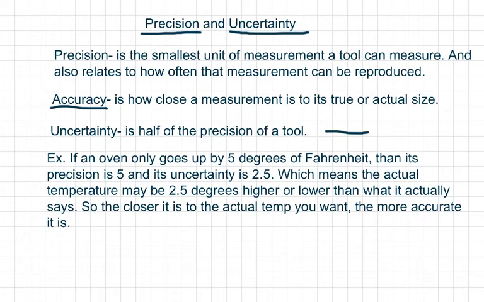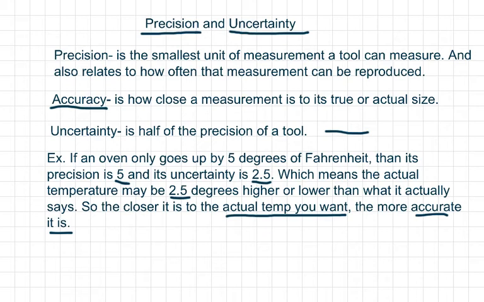Here's an example I've got here, an oven that only goes up by 5 degrees Fahrenheit. So you maybe want a 400 degree oven temperature, so you pump in 400, but you can't put in 399. It would go to 395, 400, 405, 410, and so on. So I hope that makes sense to you. So its precision is 5, and its uncertainty is 2.5. So what that actually means is the temperature may be 2.5 degrees higher or lower than what you actually think it is. So the closer it is to the actual temperature you want, the more accurate it would be.